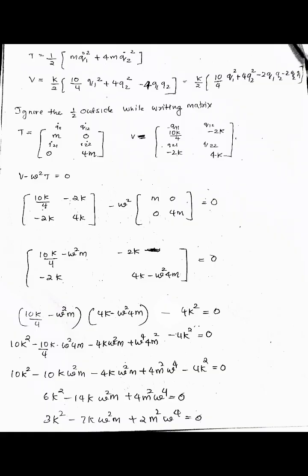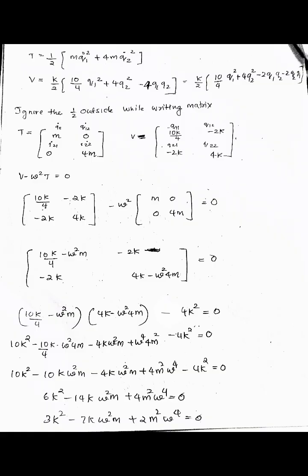Here the matrix of T is written in the form of the second derivative of T with respect to q1dot and q2dot, and from here we can find each term in the matrix of T. And for V, the matrix is written by the second derivative of V with respect to q1 and q2. So from here we can also write each term in the V matrix. Then we know that the determinant of V - omega^2 T is equal to 0.